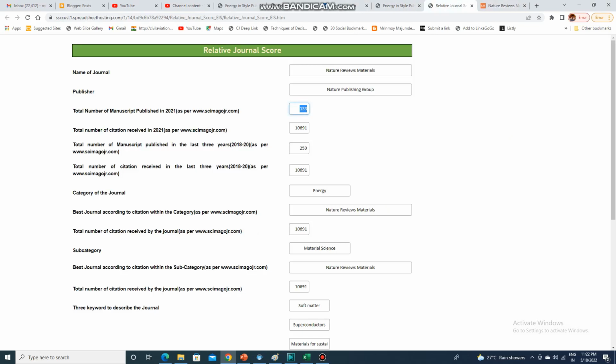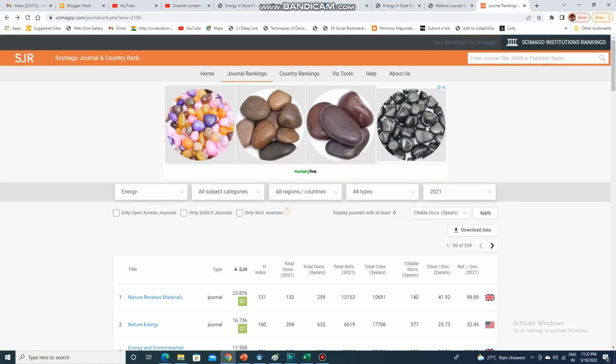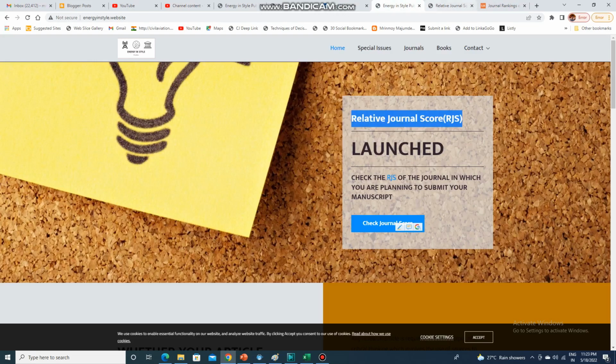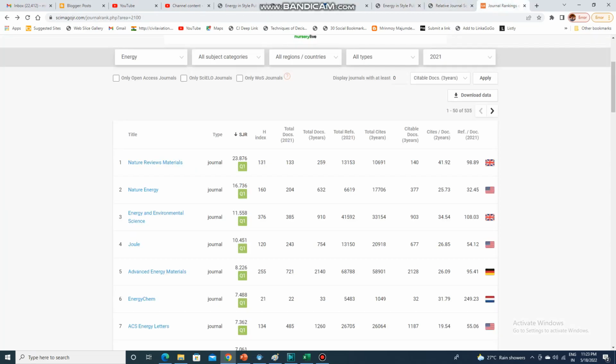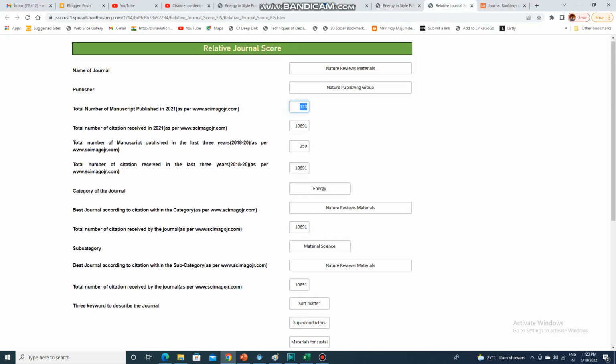Now the total number of manuscripts published in the last 3 years, 2018 to 2020, as per SCImago journal rank. If we again move back to that table, which can be found after clicking on journal rank, you will see total docs published in the last 3 years is written as 259. And total cites for the last 3 years also is 10,691. So write these two values, 259 and 10,691.